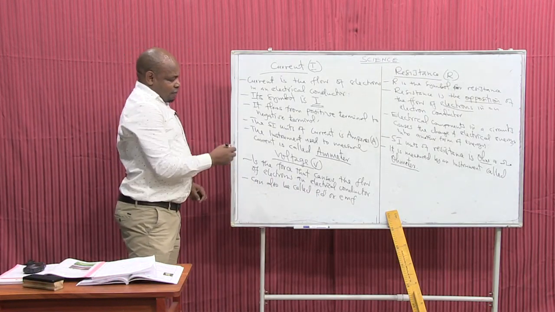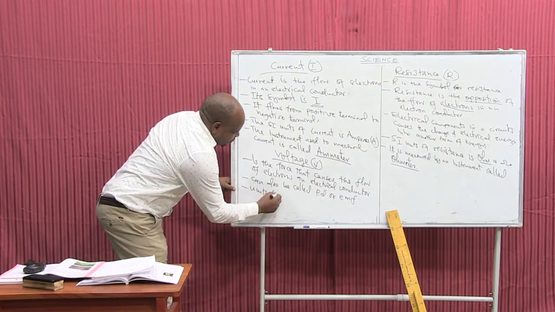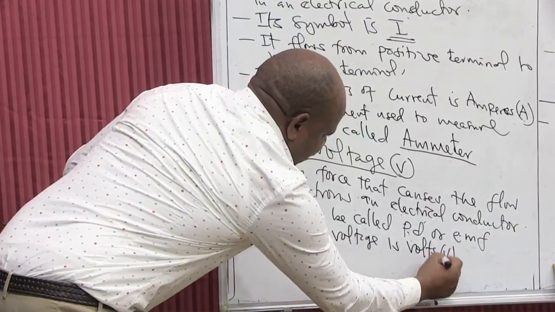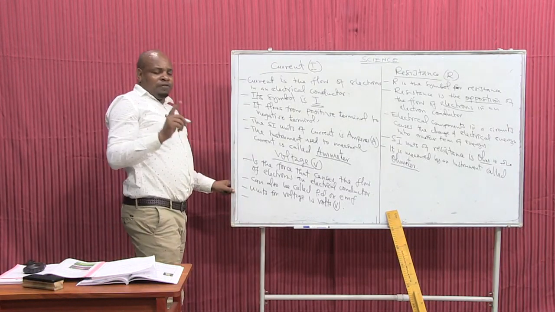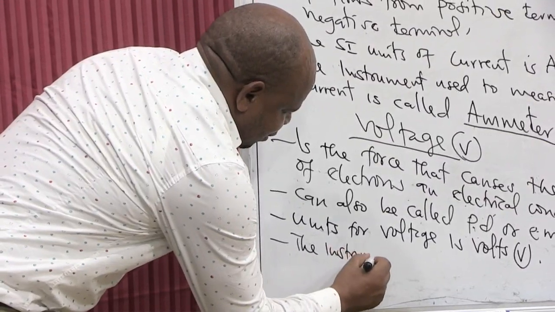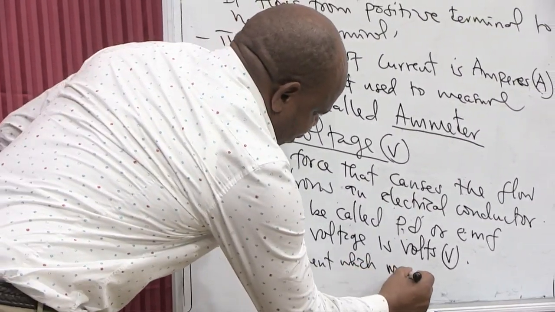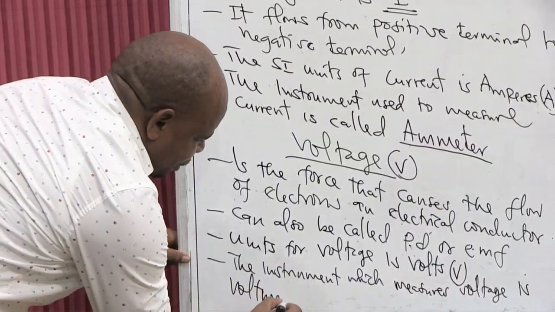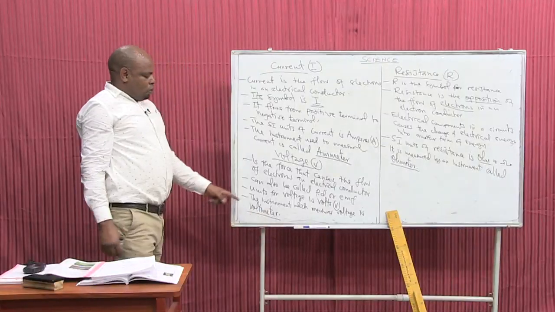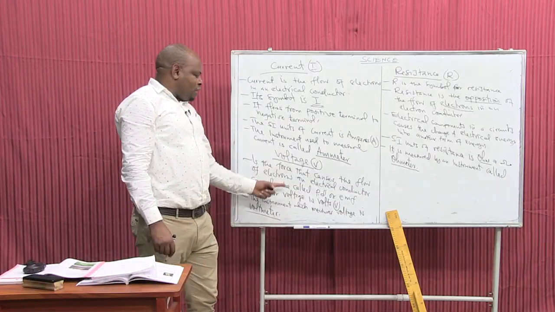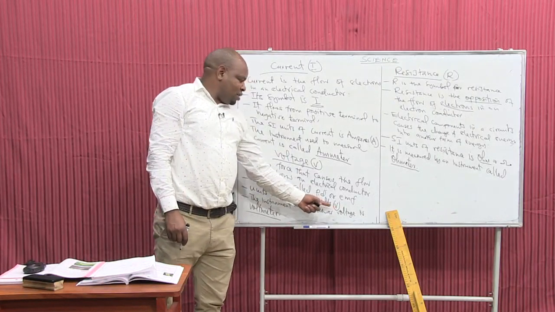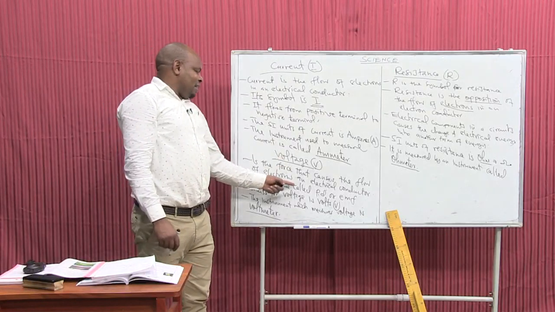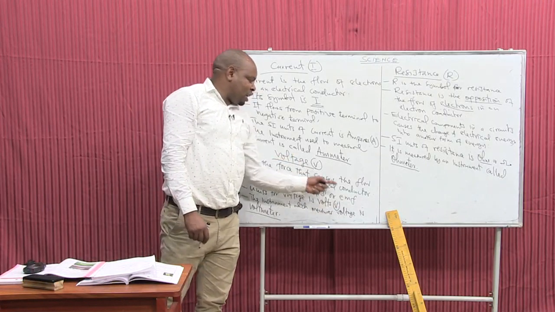The unit for voltage is volts, letter V. And the instrument which measures voltage is the voltmeter. This is the instrument which measures what? Voltage. The SI unit for voltage is volts, denoted by letter V. The symbol for voltage is V. But in some books, you can find it is PD standing for voltage or EMF standing for voltage.